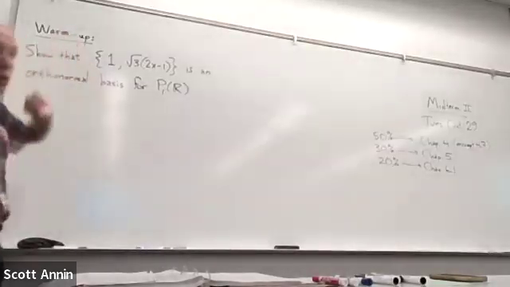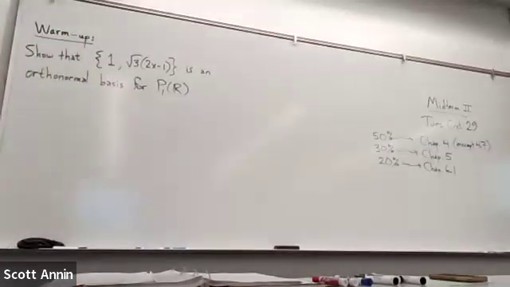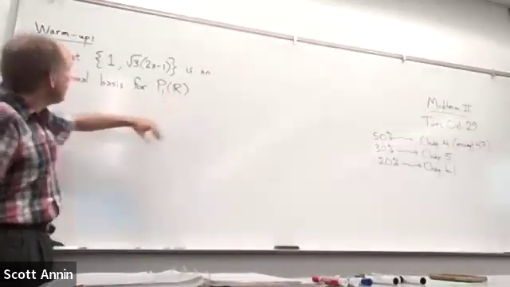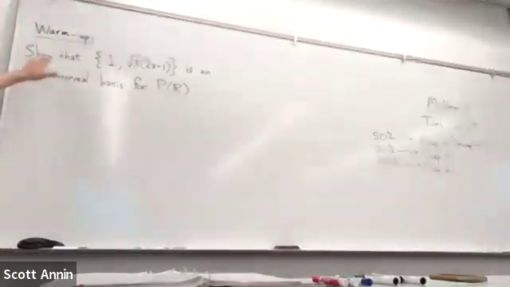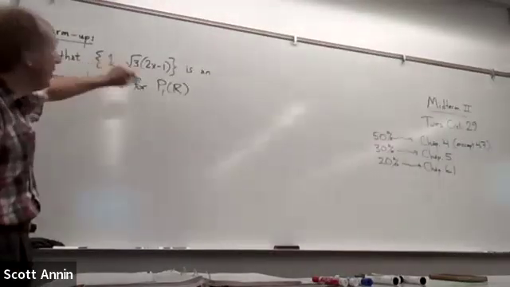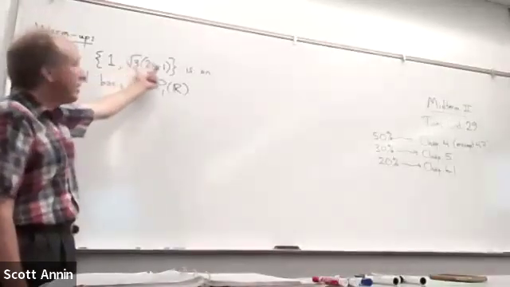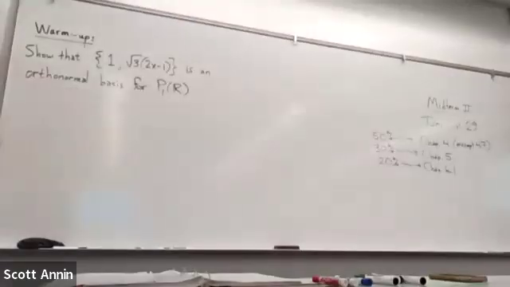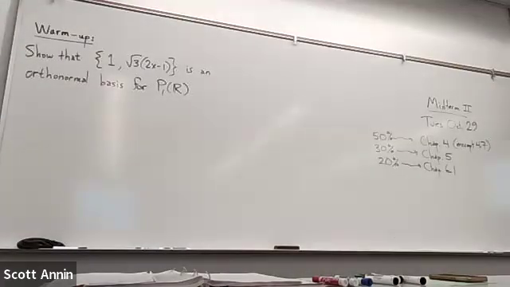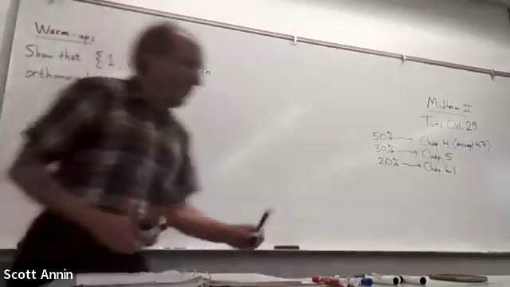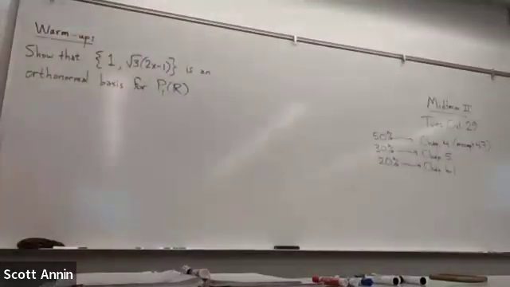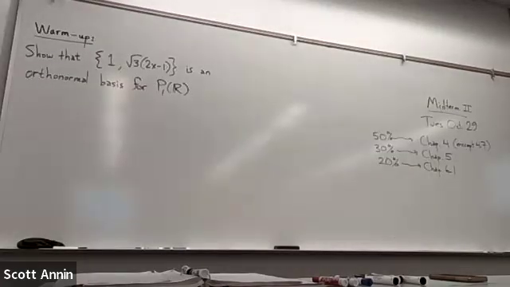Okay, so here's a little warm up for us to try. I'm going to use the vector space P1 of R. And we're being asked to show that the vectors 1 and the square root of 3 times the quantity 2x minus 1 form an orthonormal basis for P1 of R. That's the question. So I'm going to stop for a second and see if anybody has any issues with this question.